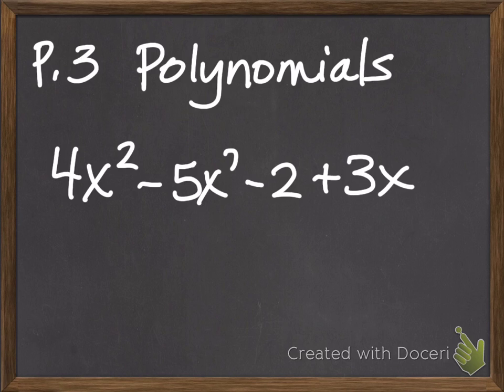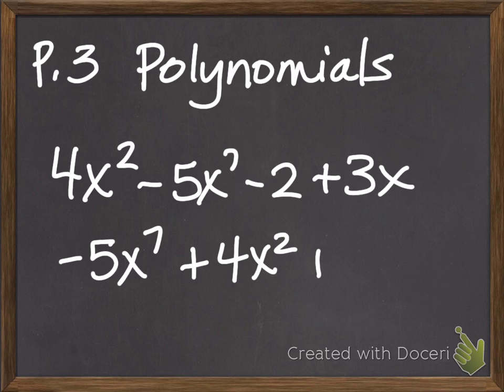And it's called a polynomial function because all of our exponents are whole numbers, meaning 0, 1, 2, 3, etc. For this function to be in standard form, we need to write the polynomial in descending order according to the variables. So for this to be in standard form, we would write it as negative 5x to the 7th plus 4x squared plus 3x minus 2.